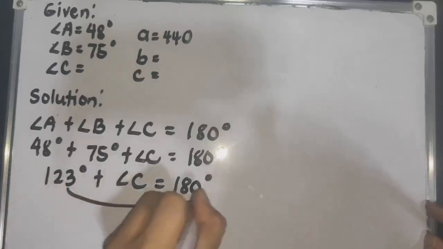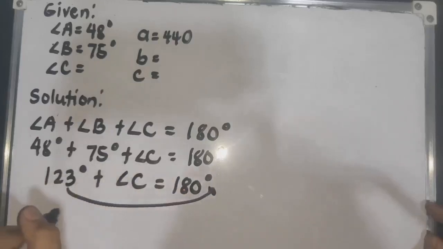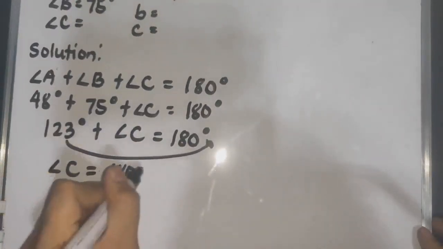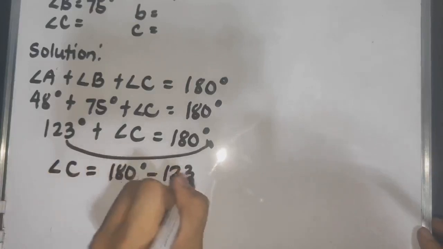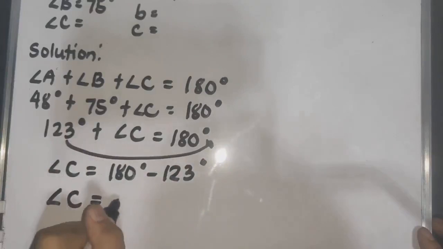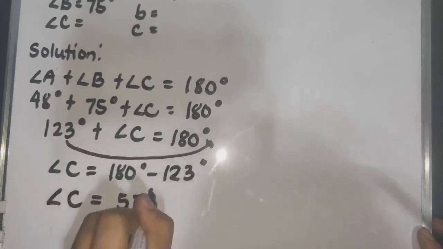So, ilipat natin yung 123 sa kabilang side. So, angle C na lang matitira sa left side. Then, 180 degrees minus 123 degrees. Angle C is 57 degrees.